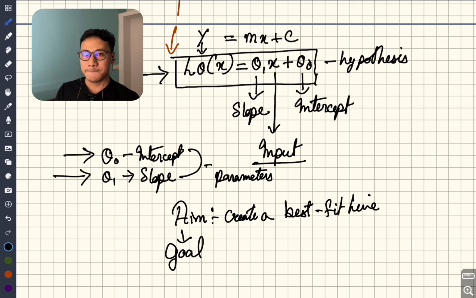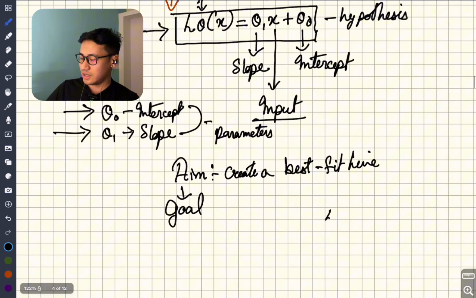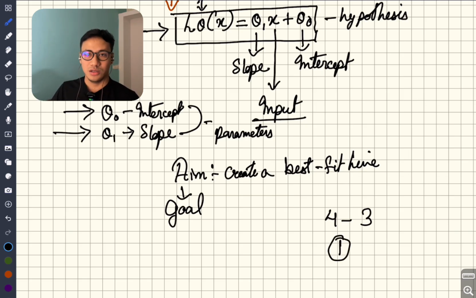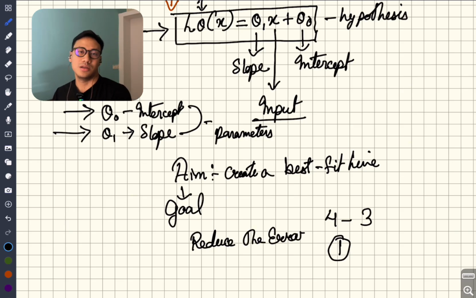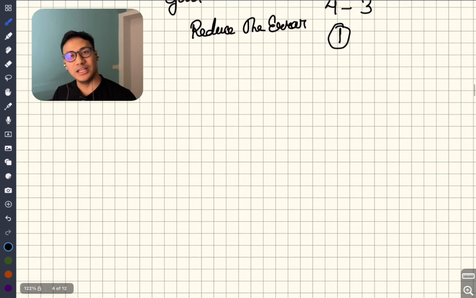Error means what? I am predicting a number. Let's say my prediction is 4 and the real value is 3. What is the difference? The difference is 1, right? So this difference we need to minimize as much as possible. Basically, you can say reduce the error or reduce the difference. Now you should understand how to reduce the error, that we will see.